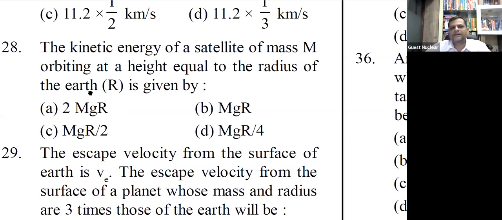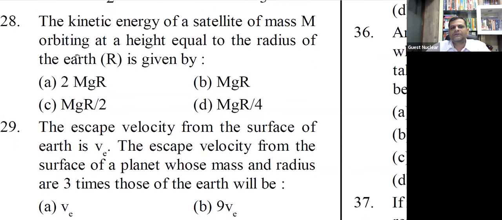Then again, here 28th question: the kinetic energy of a satellite of mass m orbiting at height h equal to the radius of earth is given by... so what will be the kinetic energy of the body of mass m orbiting at a height equal to the radius of earth?